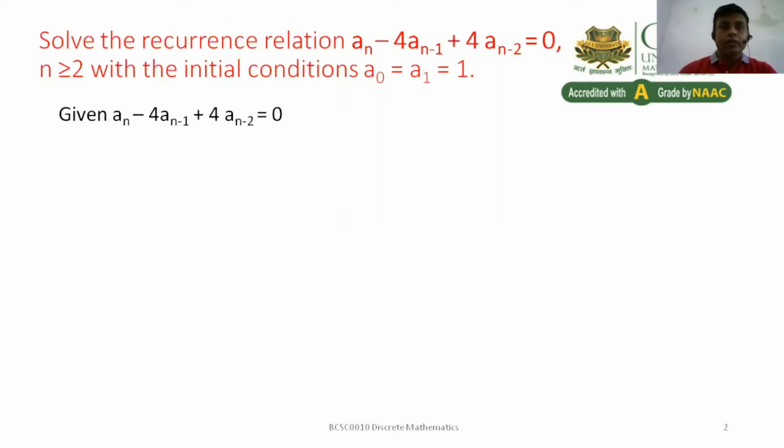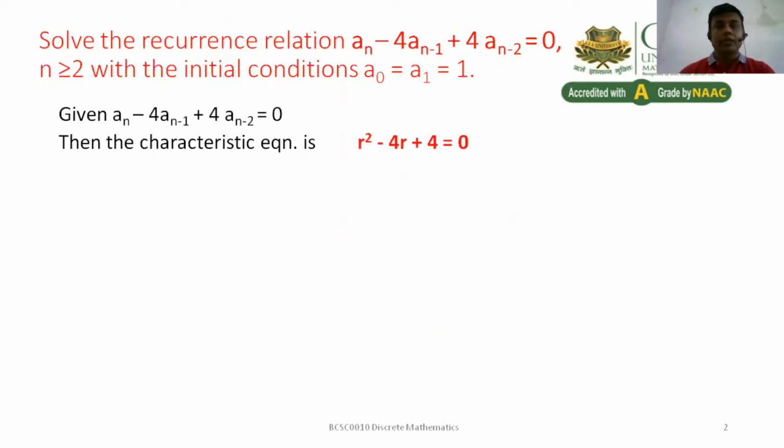In order to solve this, as I have told you, the first thing we have to do is write its characteristic equation, which will be r square minus 4r plus 4 equals 0. Here c0 is 1, c1 is minus 4 and c2 is plus 4, and the order is 2. This can be written as (r minus 2) whole square equals 0, and therefore the values of r will be 2 and 2. We have got two roots which are the same.